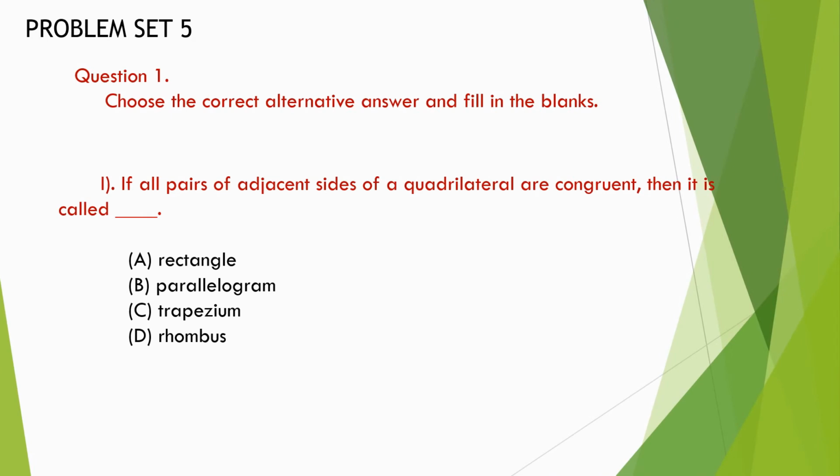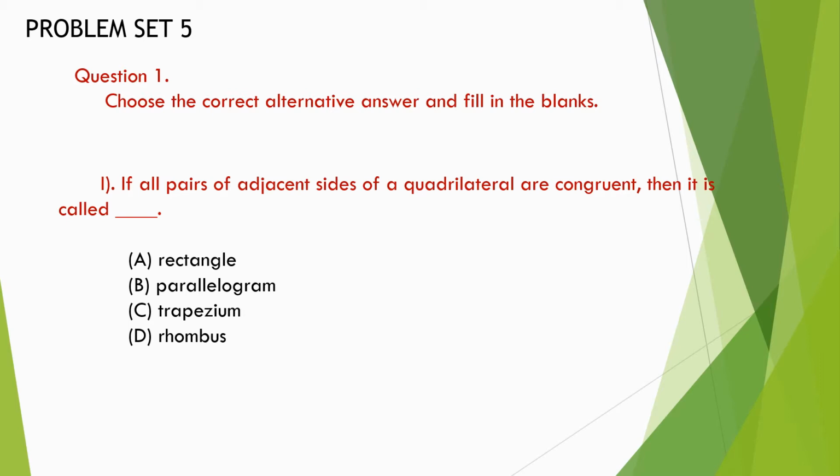Children, let's start your problem set 5. Question number 1. Choose the correct alternative answer and fill in the blanks. First question. If all pairs of adjacent sides of a quadrilateral are congruent, then it is called dash. Options are given. Option A is rectangle, B is parallelogram, and C is trapezium.